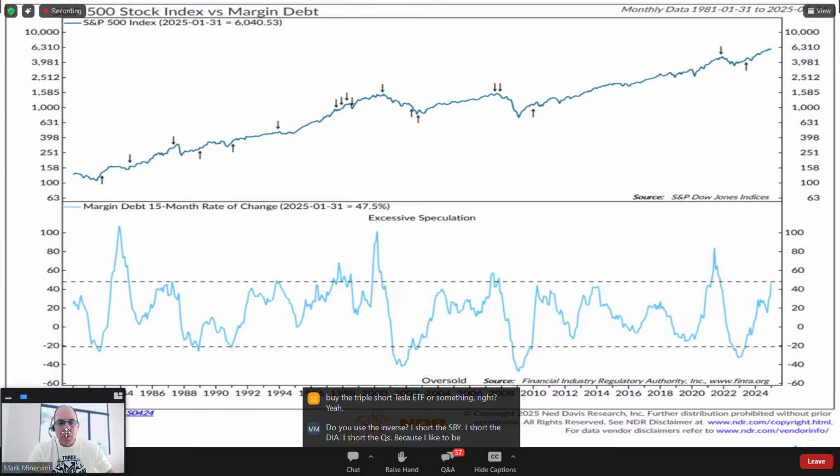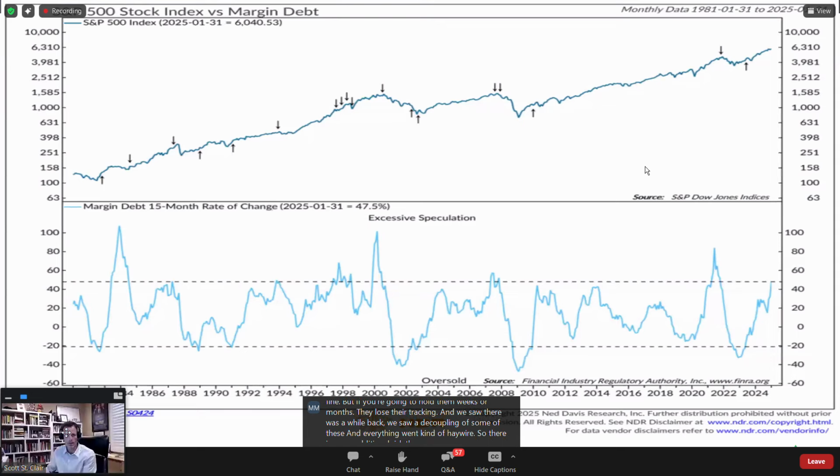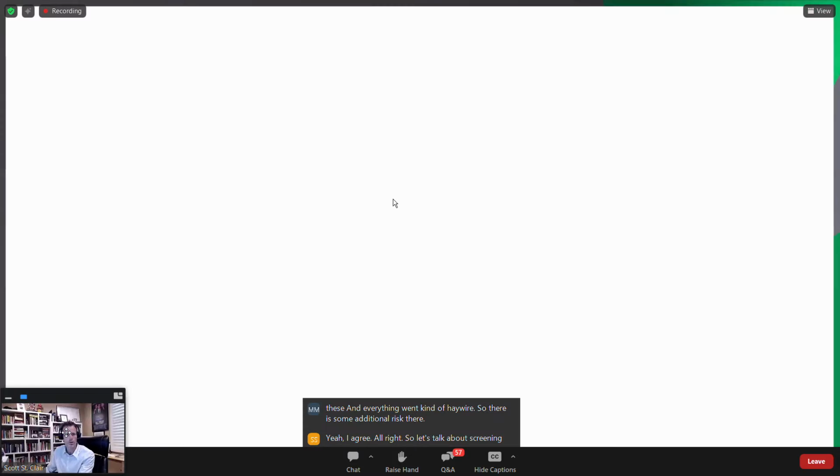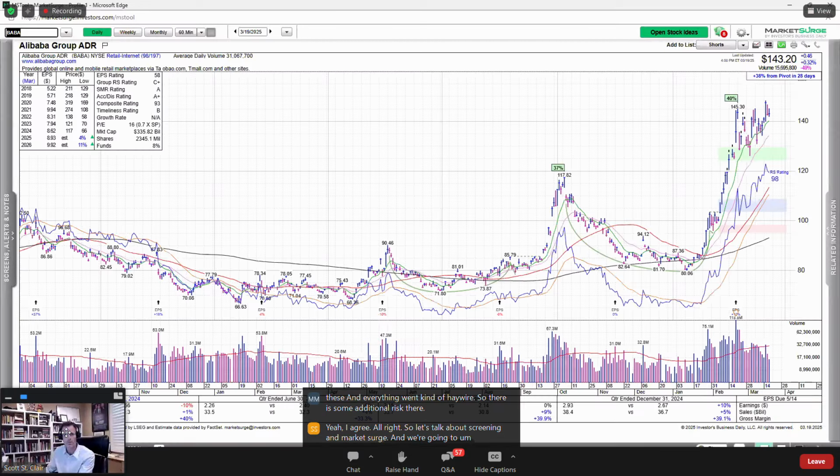I also don't like when you get into the leverage, the triples, especially over time, they don't track. So if you're just trading them very short term for a day or two, fine. But if you're going to hold them weeks or months, they lose their tracking. And a while back we saw a decoupling of some of these and everything went kind of haywire. So there is some additional risk there. Yeah, I agree.